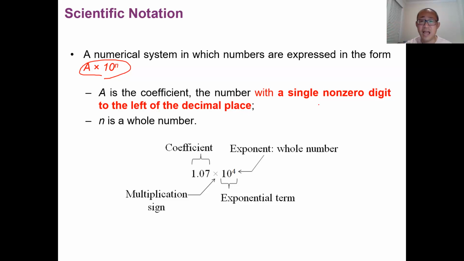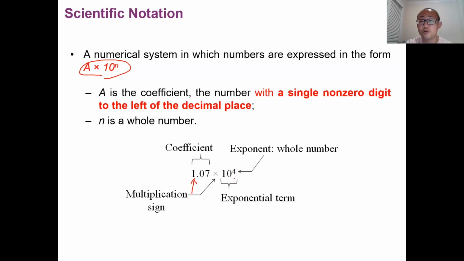And after the decimal, you can have any numbers, but to the left side of the decimal must be a non-zero digit. That means between 1 through 9: 1, 2, 3, 4, 5, 6, 7, 8, 9. It must be one of these 9 numbers, a non-zero digit to the left of the decimal. To the right of the decimal, again, it depends on the sig figs.